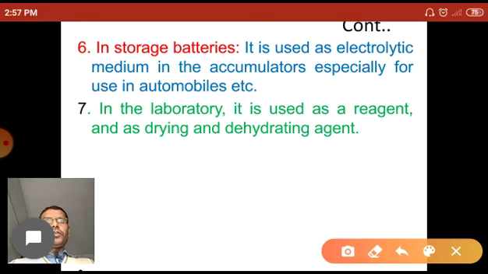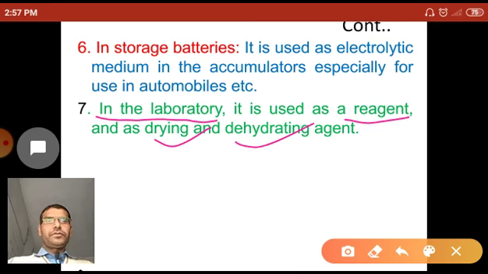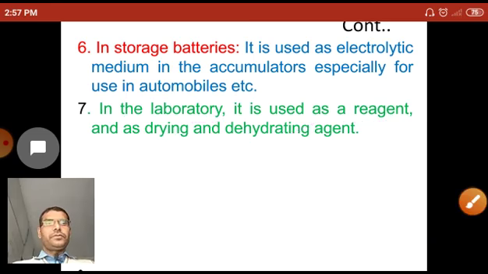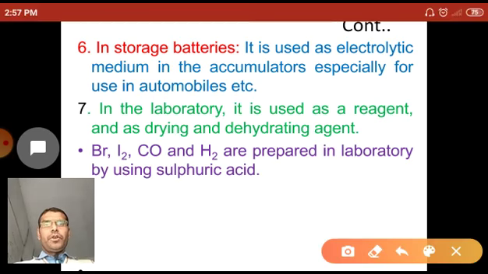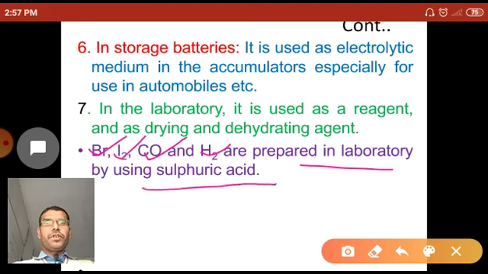Now the next use of sulfuric acid is in the laboratory. It is used as a reagent and as a drying and dehydrating agent. Bromine, iodine, carbon monoxide and hydrogen are prepared in the laboratory by using sulfuric acid.